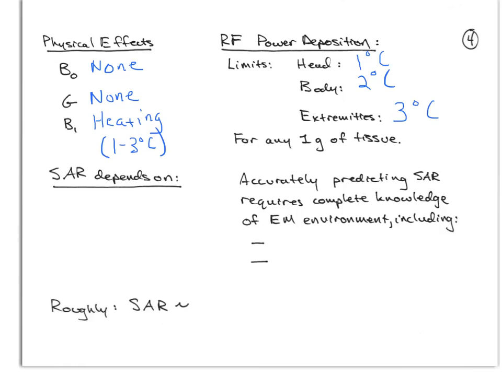And the RF power deposition is measured in terms of SAR. SAR stands for specific absorption rate. Okay, and it's a measure of the amount of power going into tissue, and it's a very complicated relationship, because you have to know what the electric fields are, you have to know what the tissue density is, and you also have to know what the electric conductivity and permittivity of the body are.